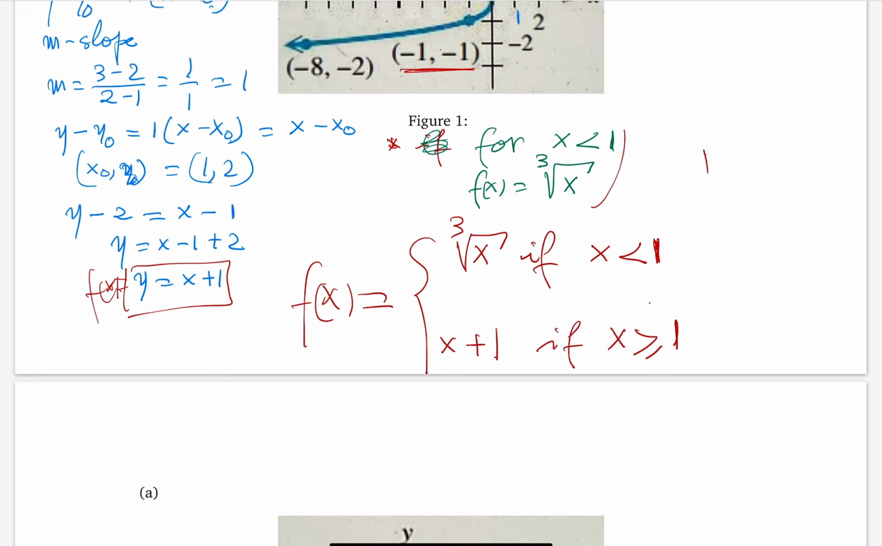Now to find the domain and the range. If you have some space, let me define the domain as D.